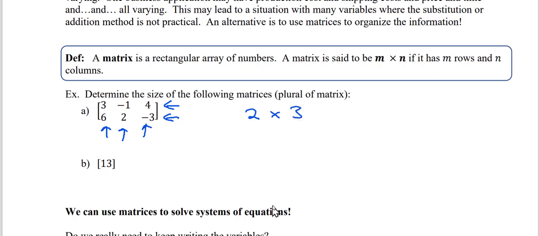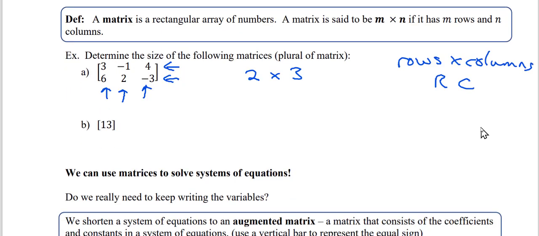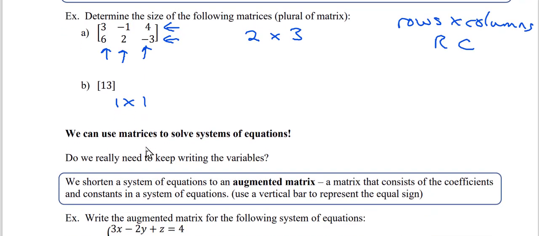I know this is strange, but when I learned this, the way I remembered it is I always thought rows by columns. I always thought of RC, and I just thought of that old soda, RC Cola, or Royal Crown Cola, I think it was. That's how I remembered it. You need to know rows by columns. This one's a little different. There's only one row and one column, so it is 1 by 1. That's going to be important when we get into some of our operations that we're going to do with matrices.